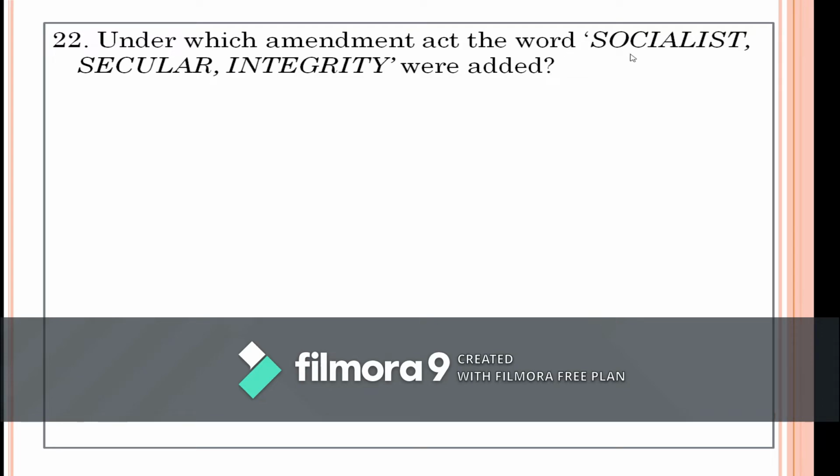The next question is, under which Amendment Act were the words socialist, secular, integrity added? These 3 words are part of the preamble of our constitution. The answer is the 42nd Amendment Act. As we all know, the 42nd Amendment Act is also known as the mini constitution of India because there were a lot of changes in this Amendment Act.